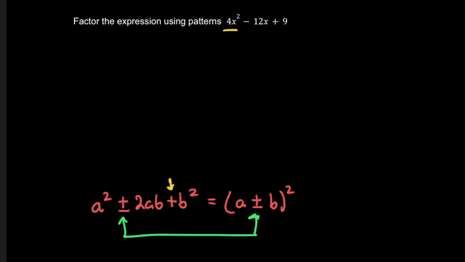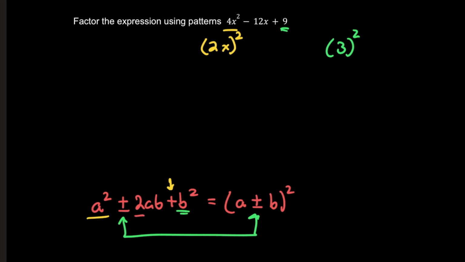So the first term here must be a perfect square. It must match a squared. So is 4 a perfect square? Well, yes it is. 4 is 2 squared. And the x squared is also a perfect square. It is x squared. So the first term is indeed a perfect square. I'm going to check the last term now. So the last term has to be a perfect square. So 9 is indeed a perfect square. It's 3 squared.